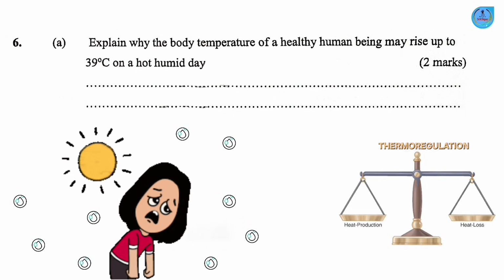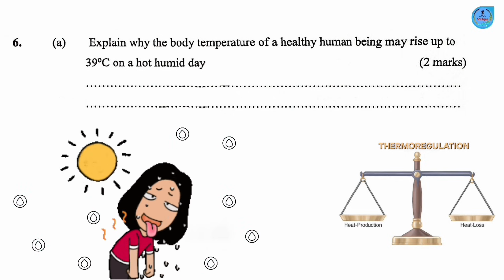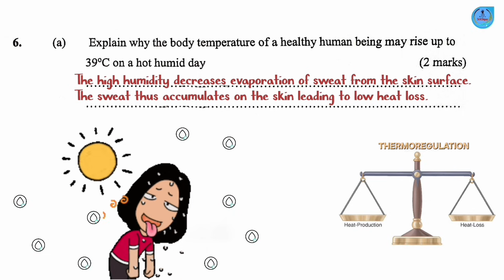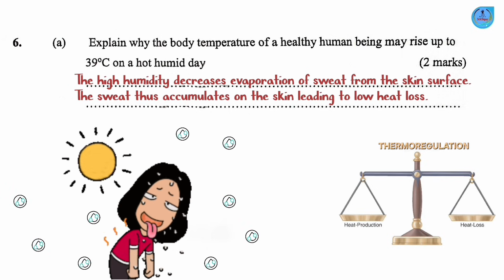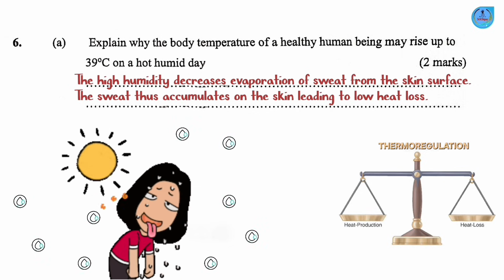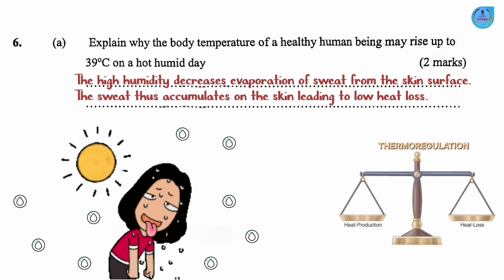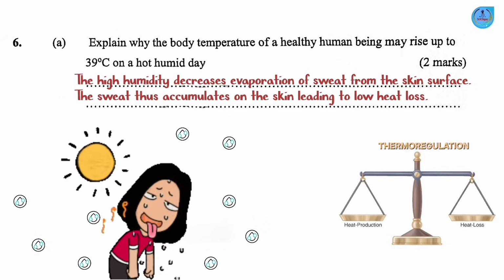Remember, we were told that the day is hot and humid. So you're going to have less evaporation taking place. So cooling of the body will slow down. If cooling of the body slows down, and already we are talking about this being a hot day, what will happen is that you are going to have the body temperature rising because the heat has nowhere to go. So the temperature of the body will increase up to 39 degrees Celsius.